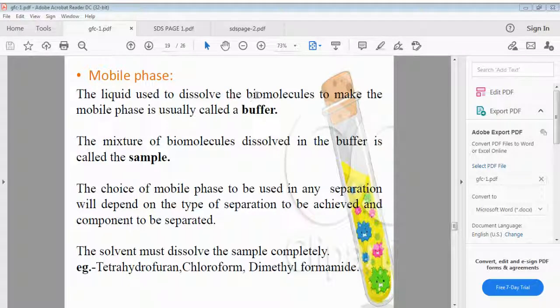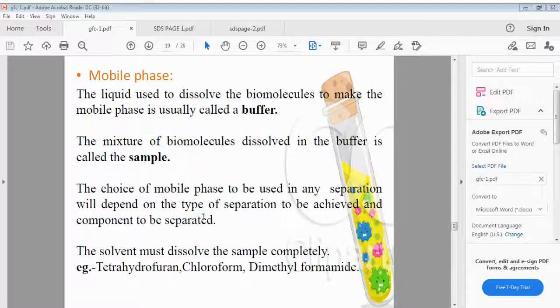So here what do we say, mobile phase we usually call it a buffer. Okay, so the mixture of biomolecules dissolved in the buffer is called the sample. So the sample, before applying into the column, should always be dissolved in a buffer so that it will absorb the buffer and swell in size. Only then they can attain the property of a gel.